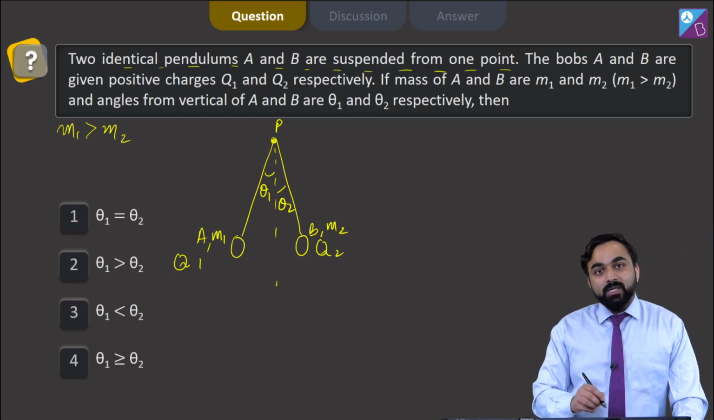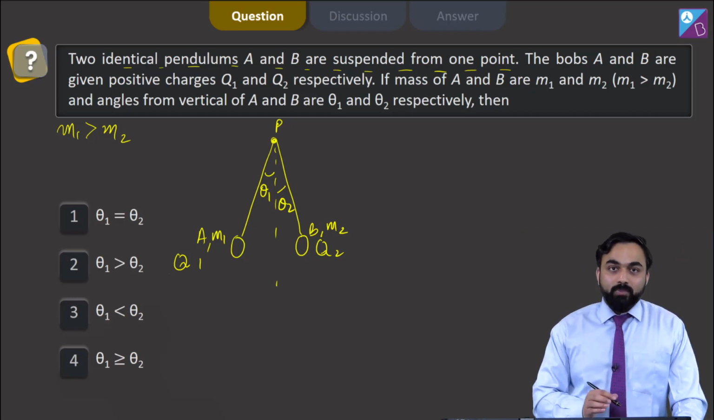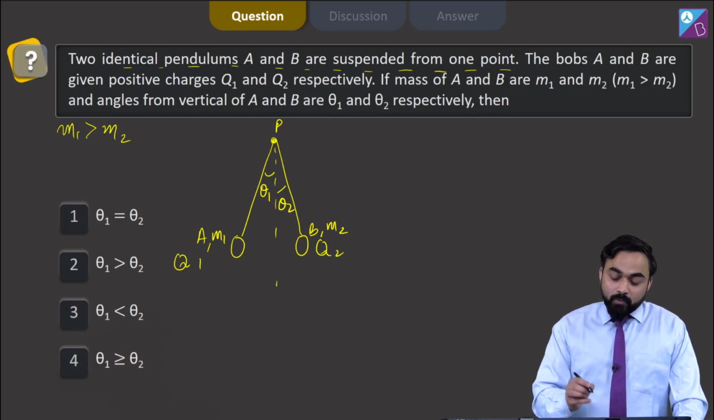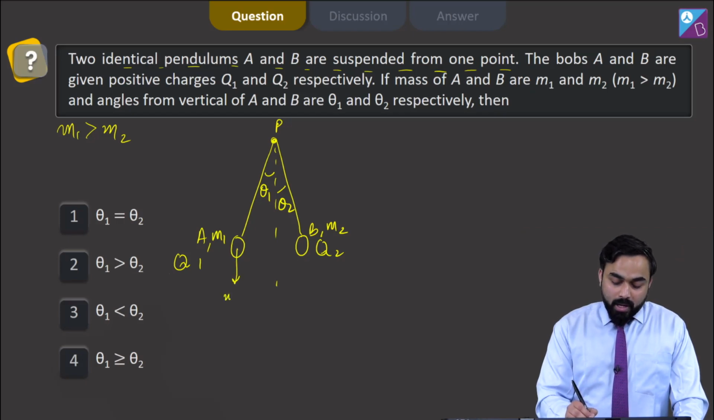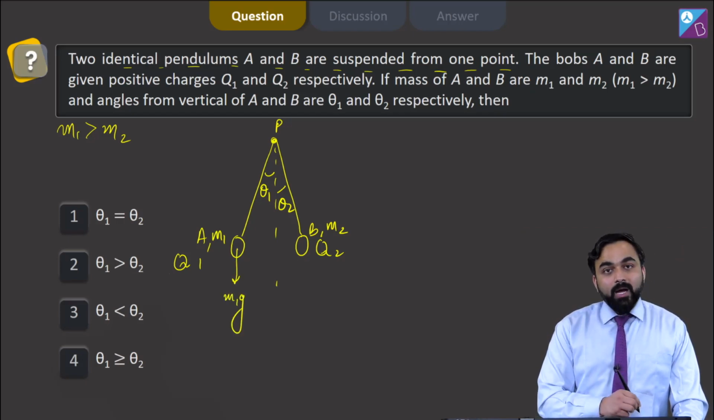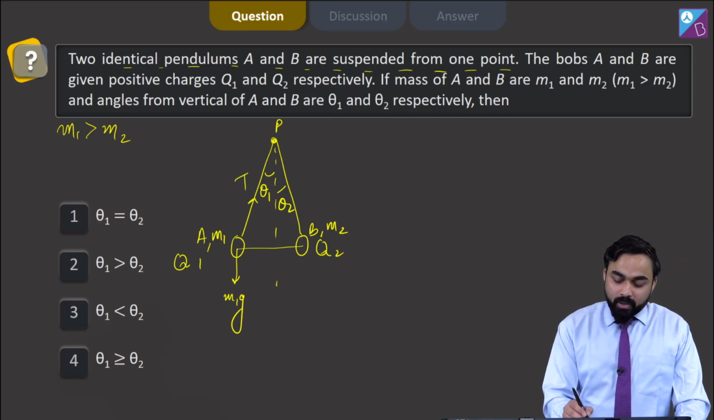So students, let us first consider a case where theta 1 is equal to theta 2 and try to understand this type of question. For the condition when theta 1 is equal to theta 2, M1G for this bob will be acting downwards. There will be a tension force here, and if the distance between these two charges is R, there will be an electrostatic force of repulsion acting on charge A. In the same way, here will be T, here will be Fe, and here will be M2G.